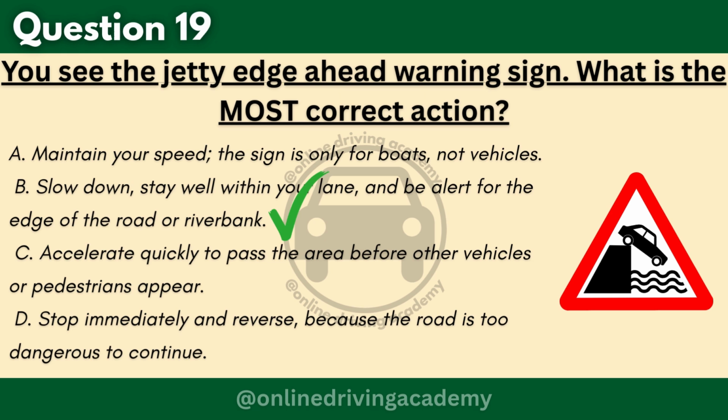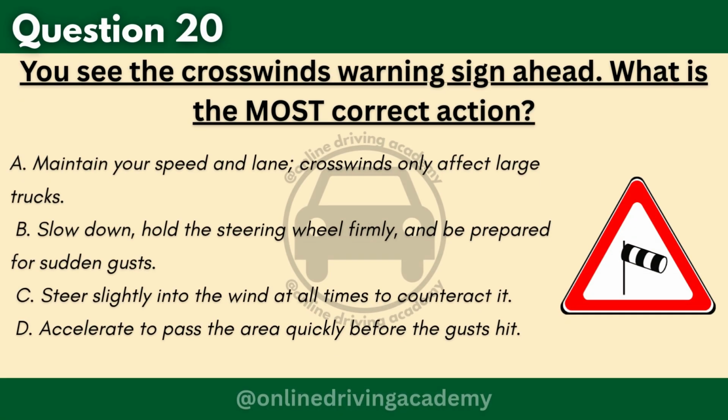You need to slow down and stay well within your lane, and you need to be alert for the edge of the road or riverbank. You see the crosswinds warning sign ahead. What is the most correct action? Is it option A, maintain your speed in lane, crosswinds can only affect large trucks? Is it option B, slow down, hold the steering wheel firmly and be prepared for sudden gusts? Is it option C, steer slightly into the wind at all times to counteract it? Or is it option D, accelerate to pass the area quickly before the gusts hit?